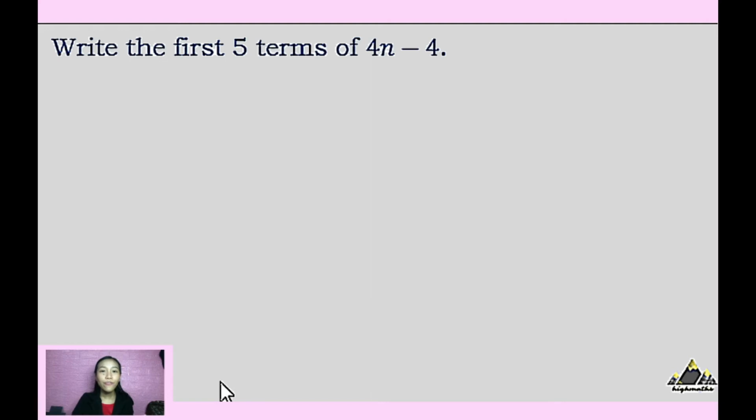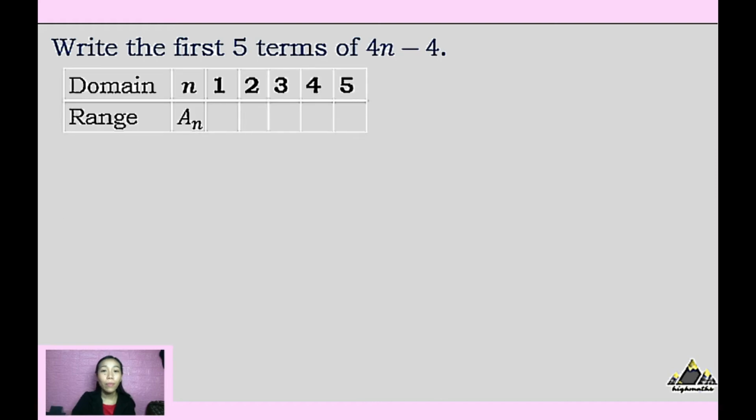Now, what if you are tasked to write the first 5 terms of 4n minus 4? We plot a table of values wherein our domain n is 1, 2, 3, 4, 5 because we are looking for the first 5 terms, and our range a sub n is what we are going to solve.